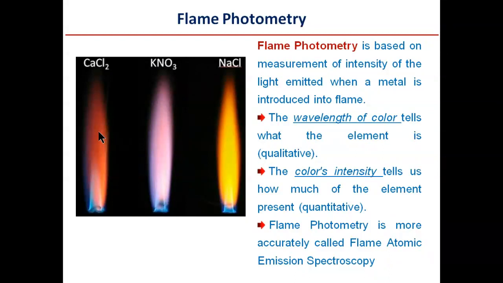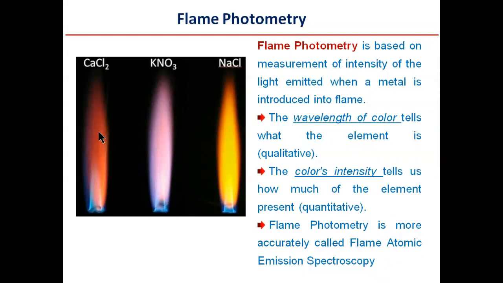The wavelength of the light emitted, or I can say the wavelength of color, tells what the element present in the sample is. That is what is called qualitative analysis of the element. Then the color's intensity tells us how much of the element is present in the sample, that is quantitative analysis. So flame photometry is more accurately called flame atomic emission spectroscopy. We will understand this in the principle of flame photometry. So why are we calling it atomic emission spectroscopy, that is flame atomic emission spectroscopy.